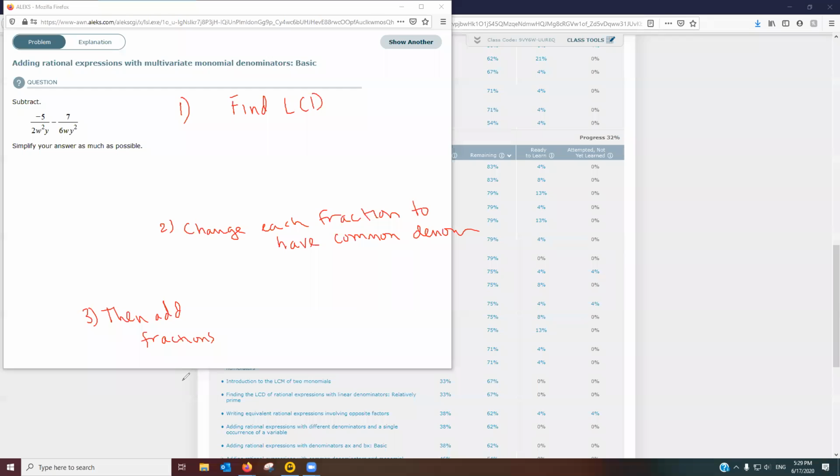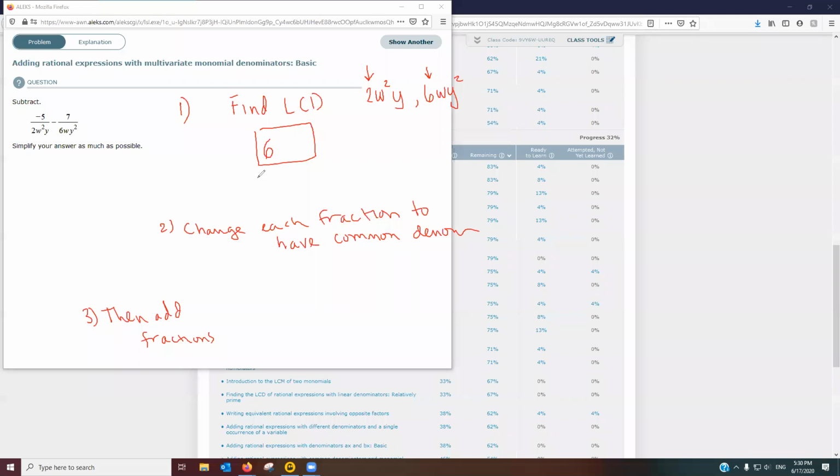All right, so let's find the least common denominator. Well, here are the denominators I'm seeing: 2w squared y and 6wy squared. All right, so let's find the LCD here. Let me look at the numbers, 2 and 6. So I'm looking for a number such that 2 and 6 can evenly divide into this number. Well, that's number 6, right? Because 2 and 6 both evenly divide into 6.